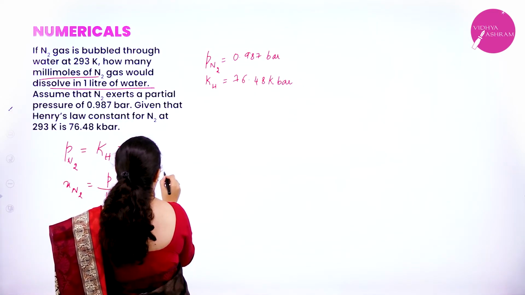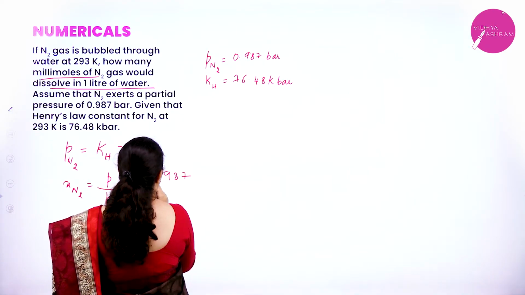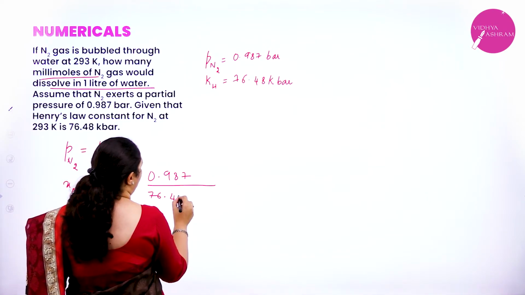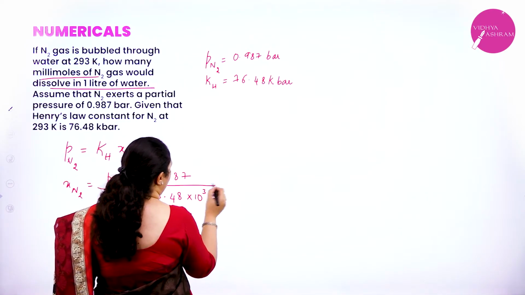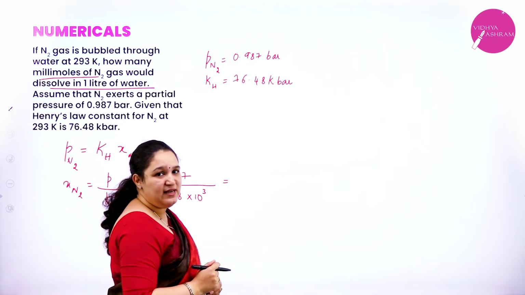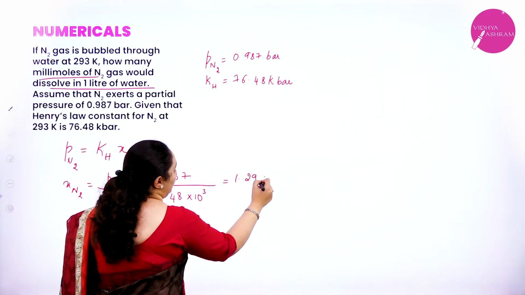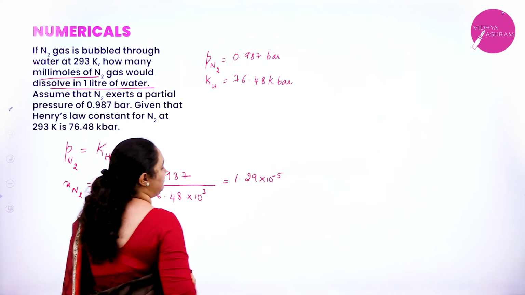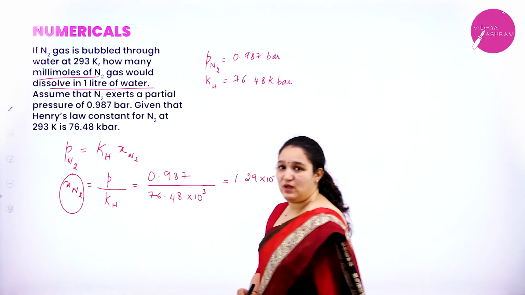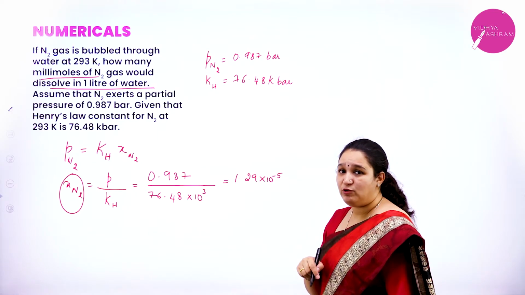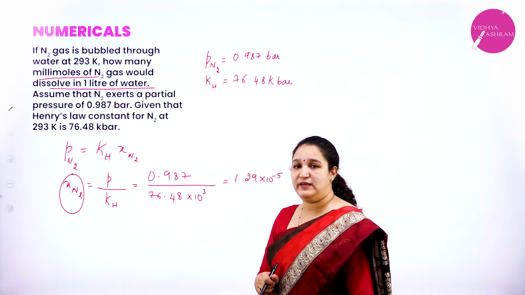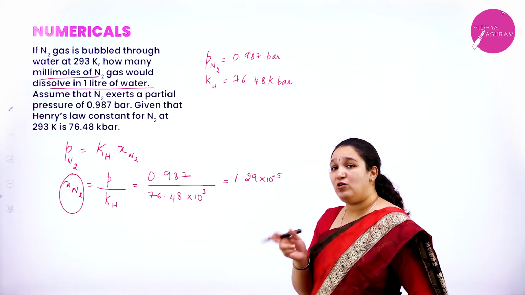Partial pressure is 0.987 bar and KH is 76.48. Kilo means 10 to the power 3 bar. Okay, so if I solve this, I'll get the answer as 1.29 into 10 to the power minus 5. Okay, now what did I get? I got the mole fraction. Now I got the mole fraction, but I have to find out how many millimoles of nitrogen is dissolving in 1 liter of water. So I have to find the number of moles here.